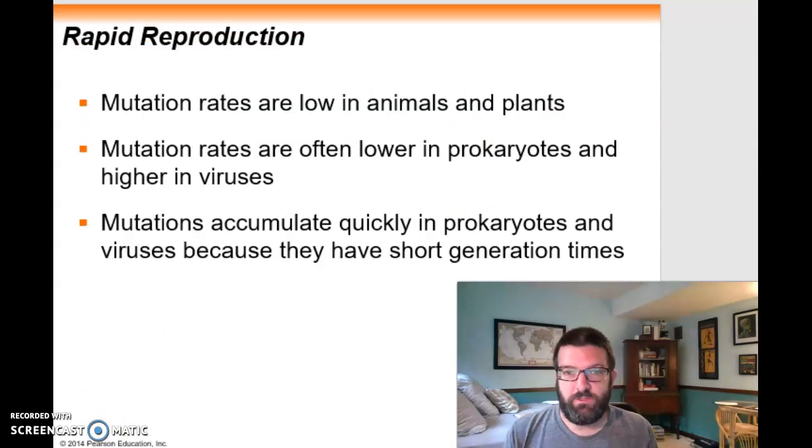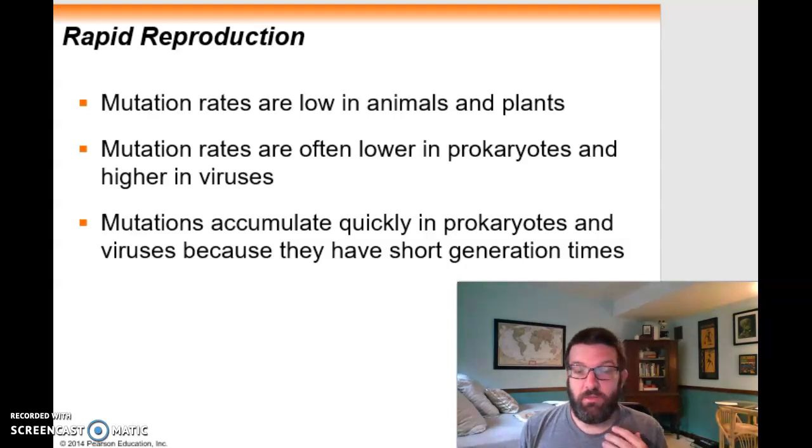While mutation rates per nucleotide are relatively low in plants and animals, and can be even lower in prokaryotes, they are higher in viruses, because some viruses are RNA, which is harder to copy with fidelity. Sexual reproduction helps expand the amount of genetic variation that animals and plants have.